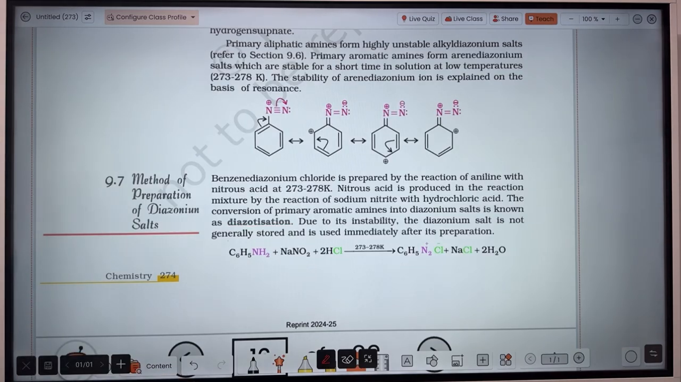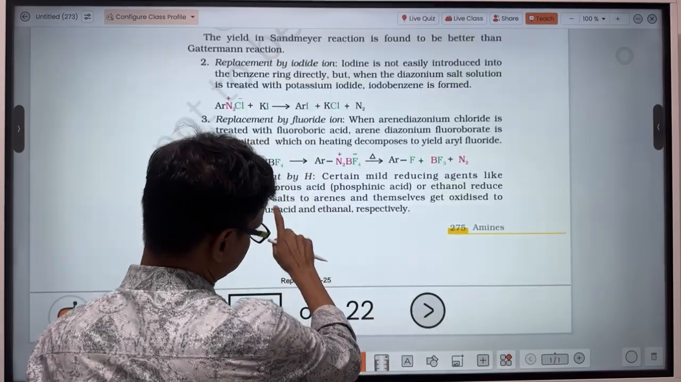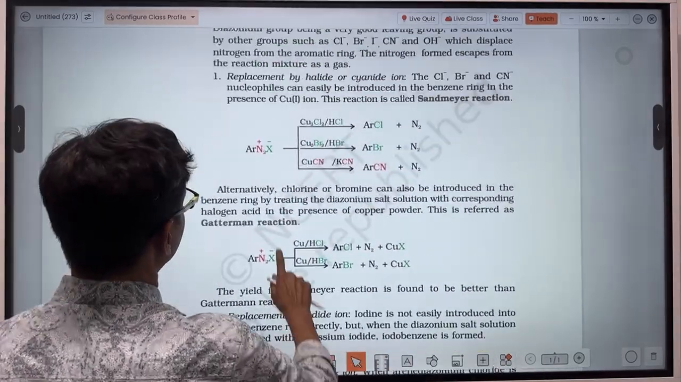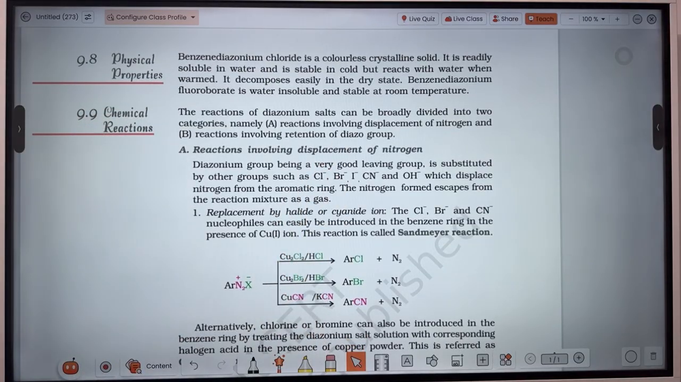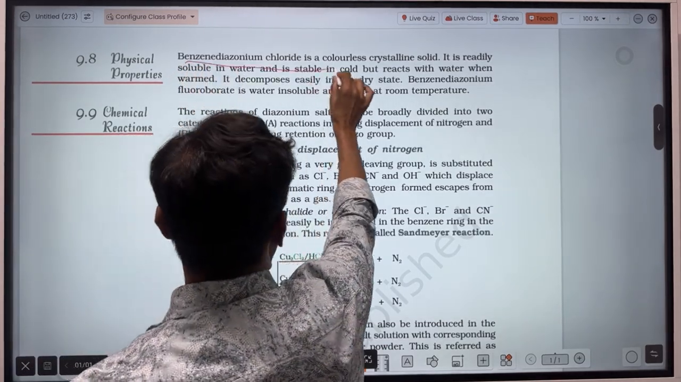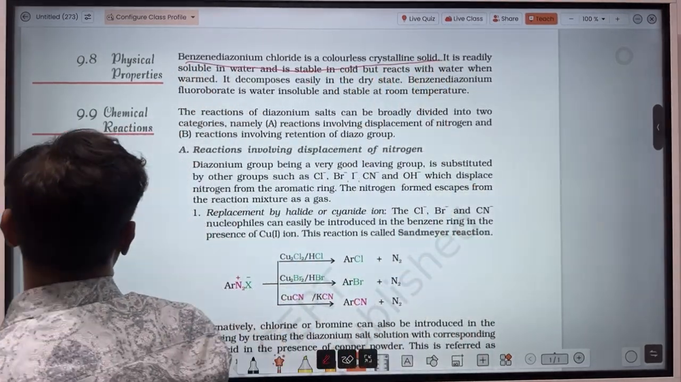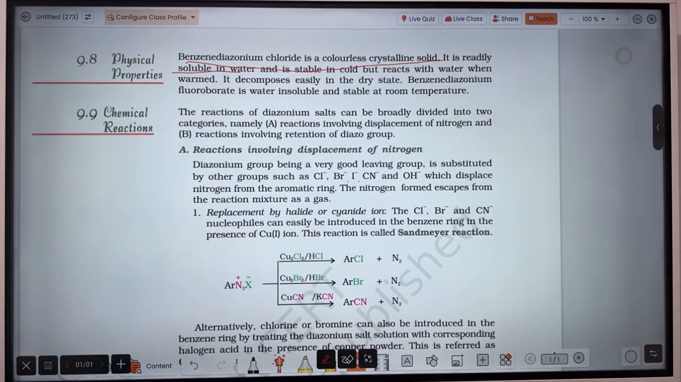Okay. Now let's see the physical properties. Diazonium salt is a colorless and crystalline solid. So here you may write that benzene diazonium chloride is a colorless crystalline solid. It is obviously soluble in water. Why it is soluble in water, you may think. And diazonium salt is a highly unstable compound. That you also know.